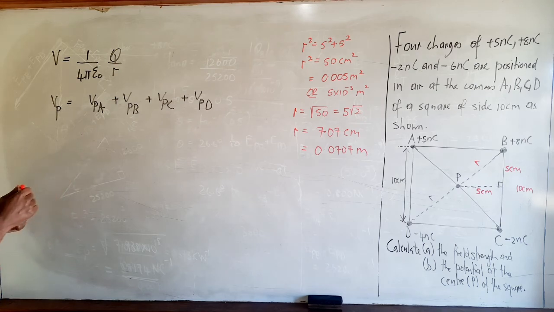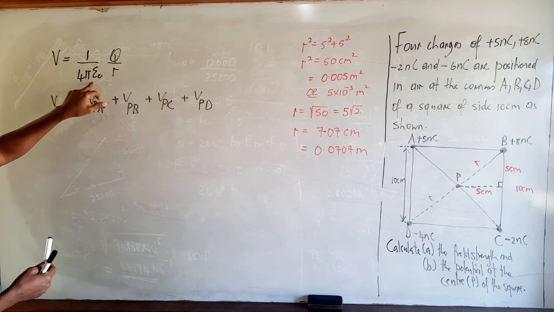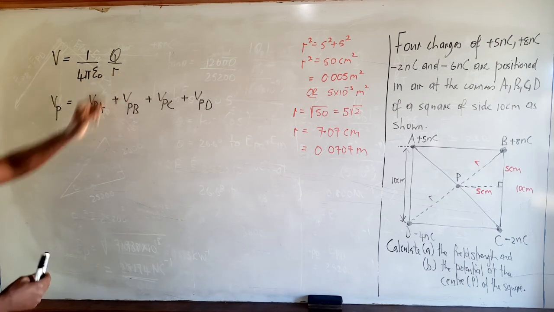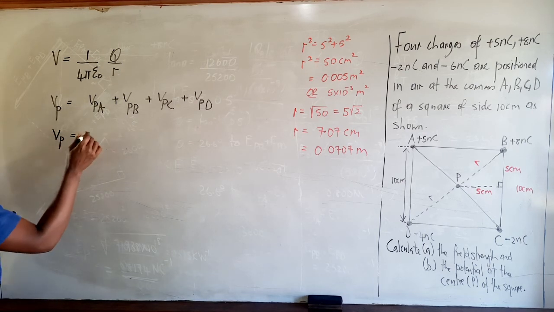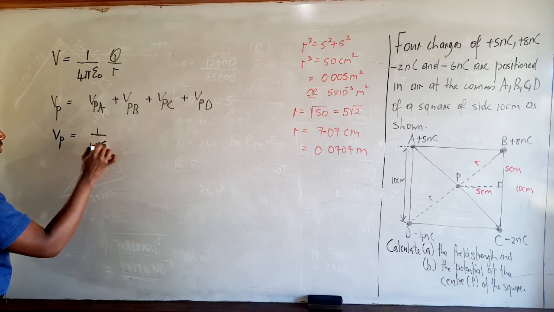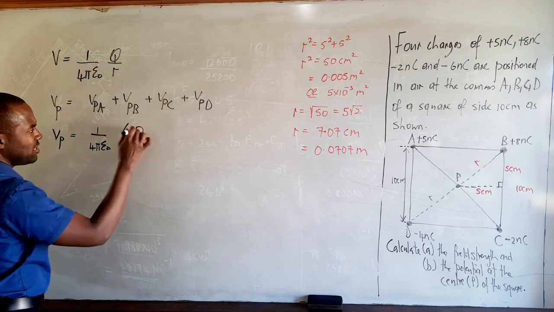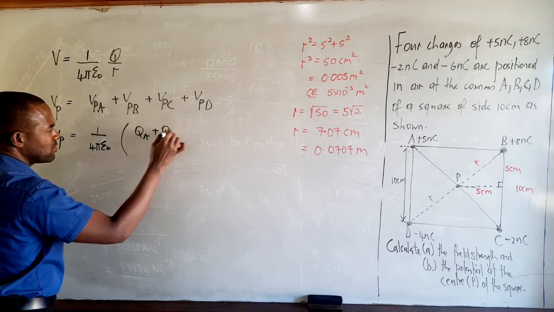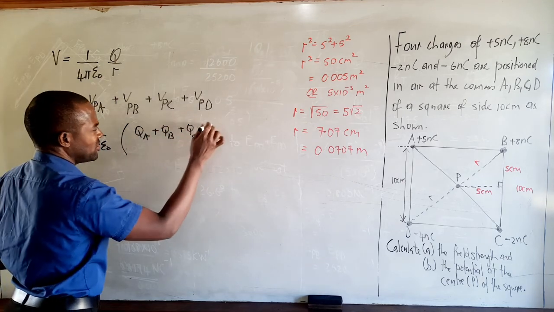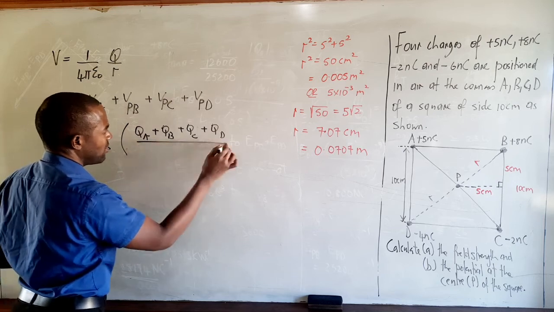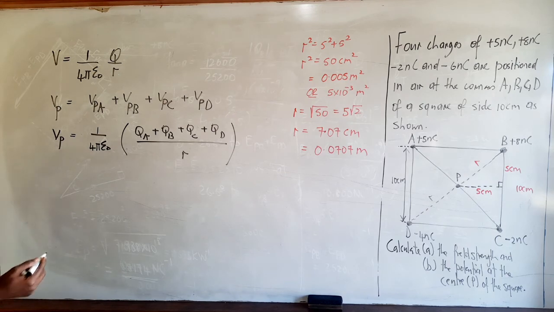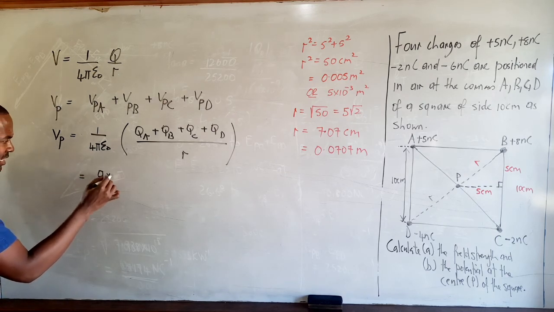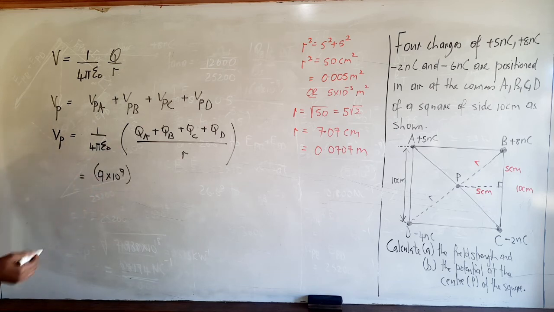So if we now calculate our resultant potential, this part is going to be common for all the potentials, and so is r. So the potential at P is equal to 1 over 4 pi epsilon naught times the charge at A plus the charge at B plus the charge at C plus the charge at D, all over r. We can now substitute the values. This gives us 9 times 10 to the 9, again using 9 times 10 to the 9 for simplicity.